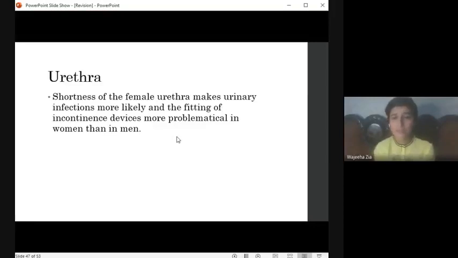The female urethra is very short, so because of this shortness, it allows more infections to pass. And secondly, females are not very comfortable with incontinence devices. So incontinence issues can easily be resolved in the case of males, but in the case of fitting devices, the female urethra is not so competent because of its shortened length. And this small length also allows the passage of infections.